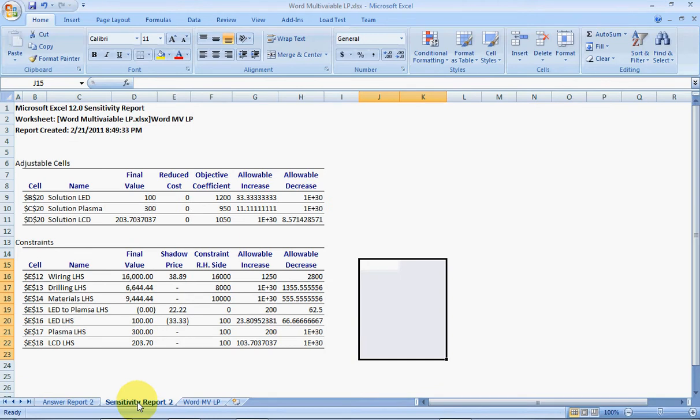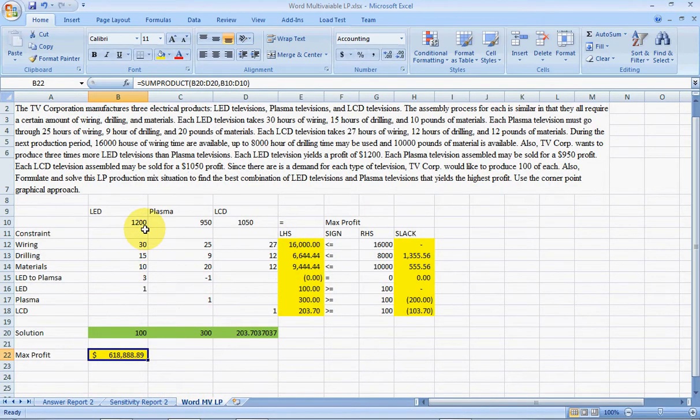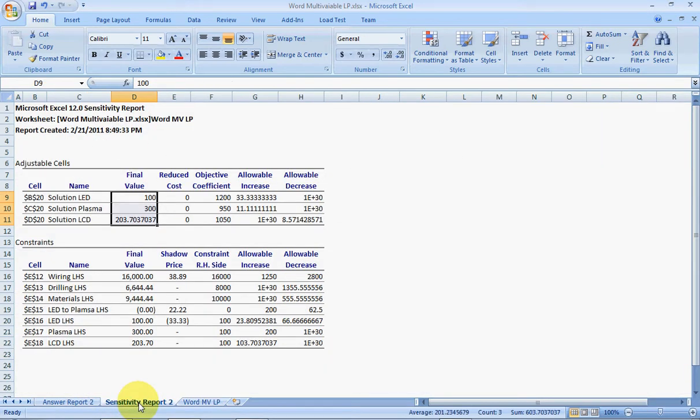So going on to the sensitivity report, it tells us the final value of each of our variables in our solution. And we also see that our objective coefficients are in our max profit formula up there. So we can look at this and find out if we were to produce 33 more LEDs, we would increase our profit by this much.